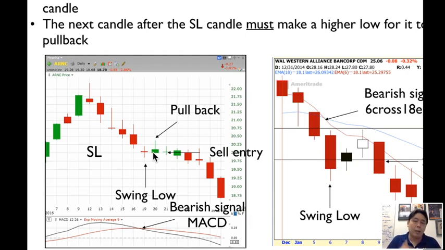Imagine it's like a gun. You gotta cock the gun before firing, right? You need that cock before firing.